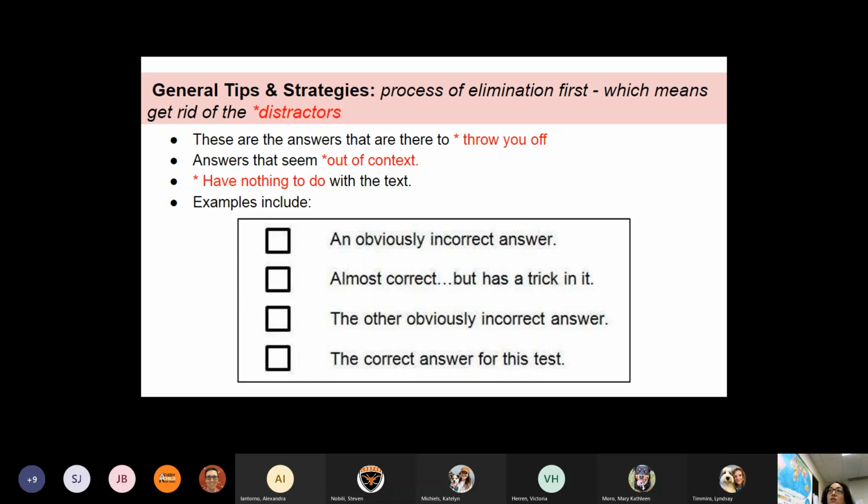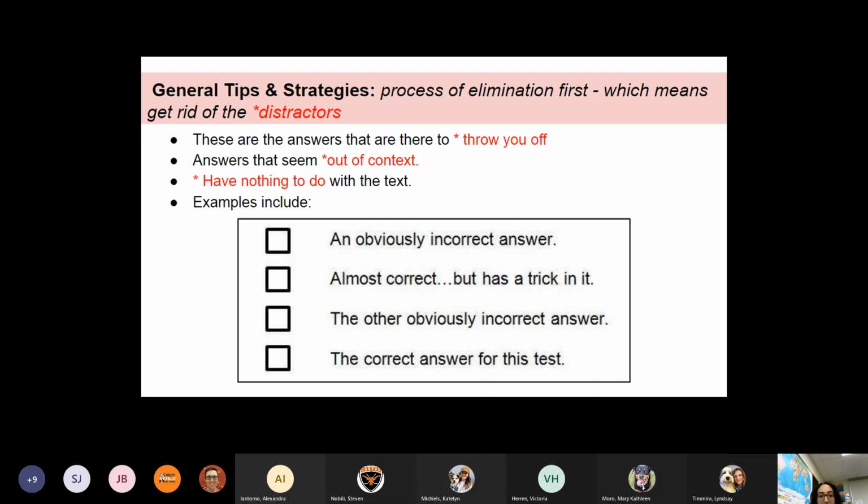Be aware of answers known as distractors. You've seen these on all multiple choice tests, regardless of what subject matter it's been. And these are answers that are simply there to throw you off. They are perhaps obviously incorrect, or they seem right, but there's a trick to them.